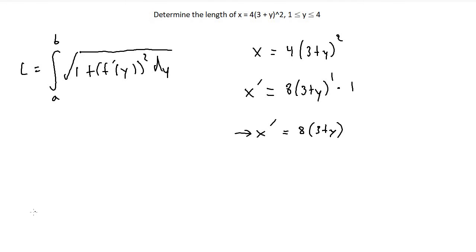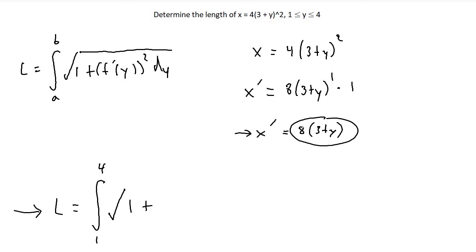So if I were to rewrite the arc length formula here, we get the integral from a to b, and this time our bounds are from 1 to 4. So from 1 to 4, the square root of 1 plus f prime of y, and that is equal to 8 times 3 plus y, squared dy.